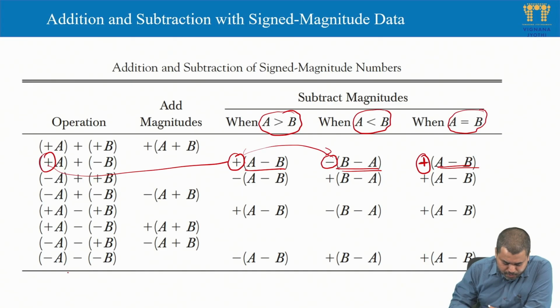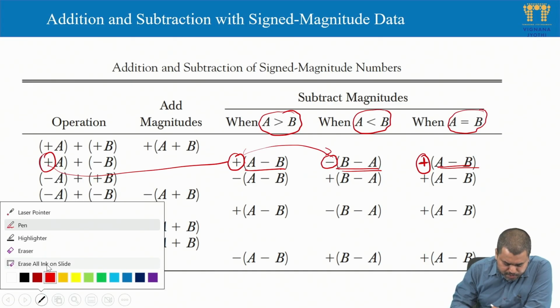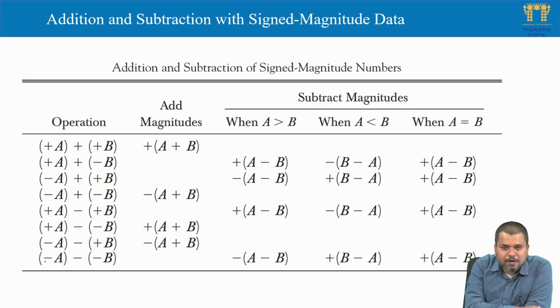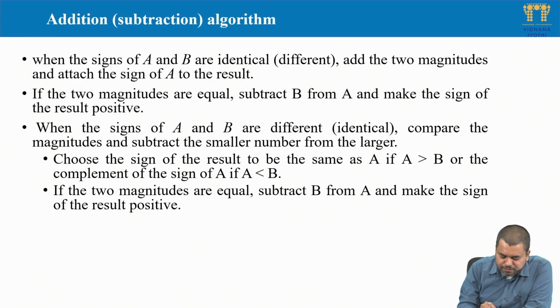Now let us define this algorithm. When the signs of A and B are identical in case of addition, or different in case of subtraction, what we need to do is add the two magnitudes, and the sign of the result is the sign of A. If the two magnitudes are equal, we just subtract and keep the sign as positive.